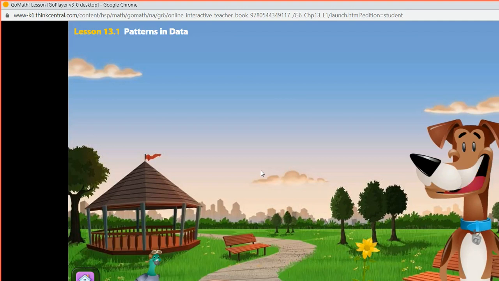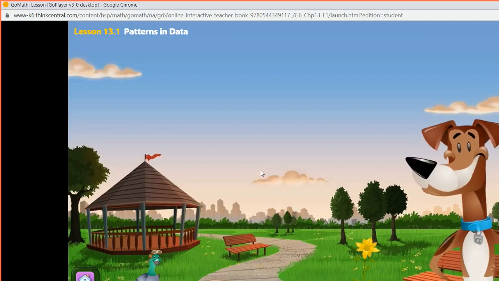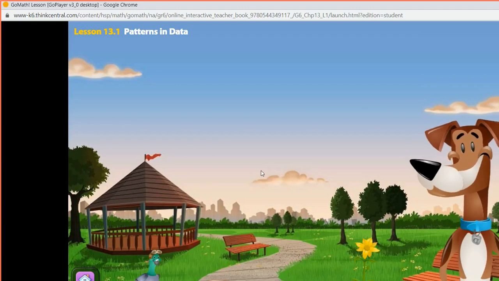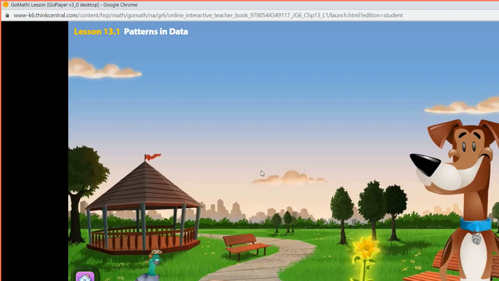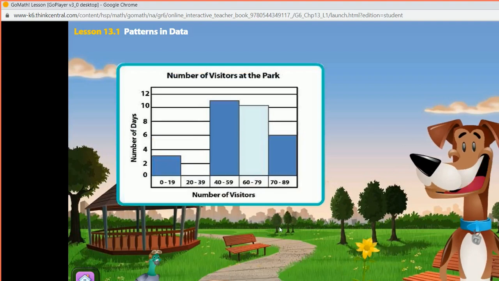Hi. Last month the park was very busy. Pamela and I visited quite a few times. The park ranger wondered how many visitors go to the park on a given day. She kept track of the number of people who went to the park each day for 1 month. She can use this data for planning food vendors and hiring staff. The park ranger decided to use a histogram to organize the data. How could she describe the patterns in the data? Let's find out how to describe overall patterns in data.